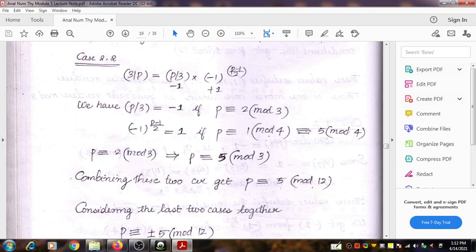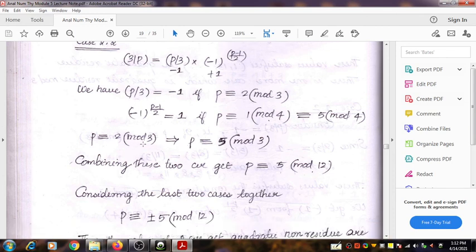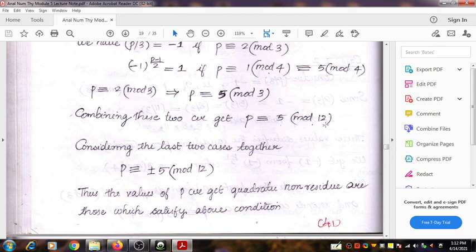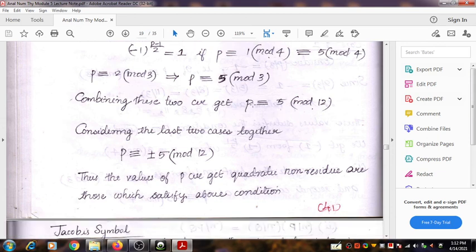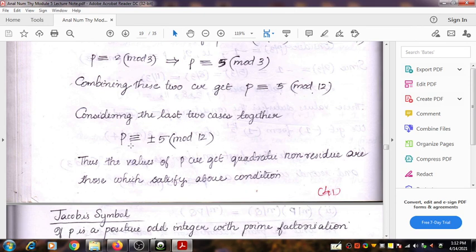But that can be written as P is congruent to 5 mod 4, and again P is congruent to 2 mod 3 can be written as, it's equivalent to, P is congruent to 5 mod 3. So combining these two conditions, we get that P is congruent to 5 mod 12. So that is the condition. P is congruent to 5 mod 12 is the condition that must be verified to get the value of P.